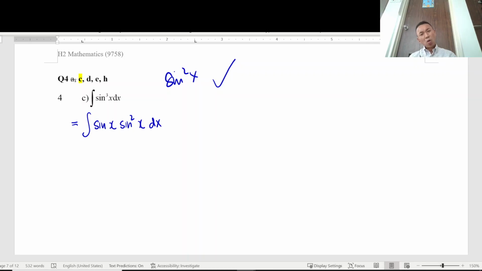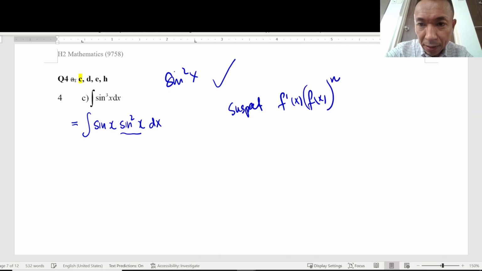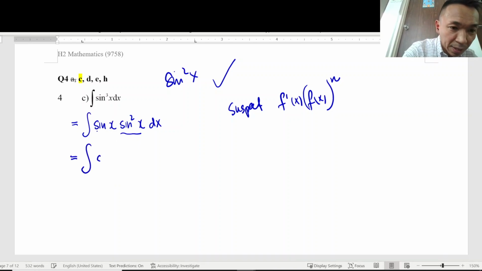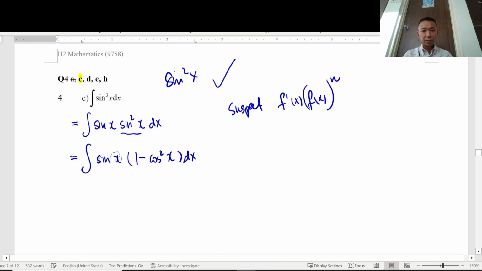You say, okay. Then when you see it like that, you may suspect. The word is suspect. This kind. Correct? f prime x, fx to the power n. So fx to the power n plus 1 over n plus 1. But not quite, because if your fx is sine x, your f prime x is cosine. But this is a sine. Then a trick would be this. Right?